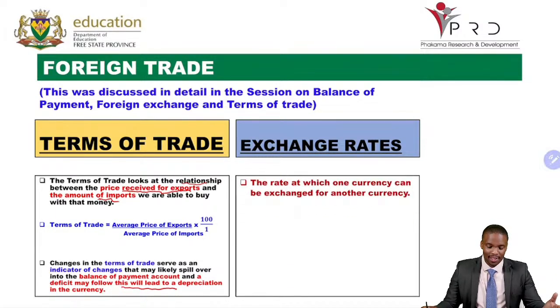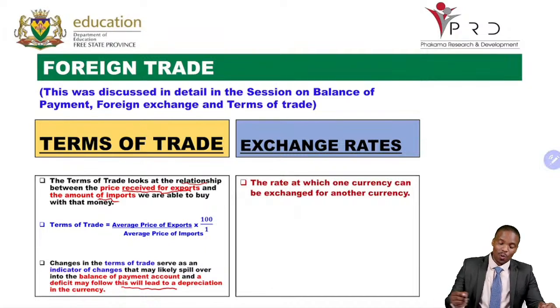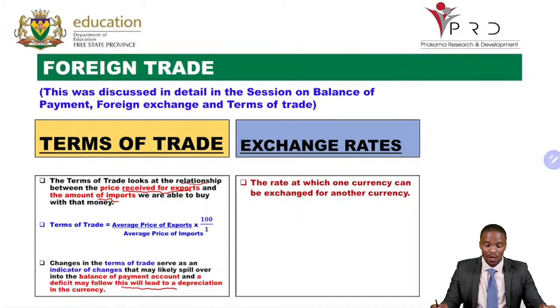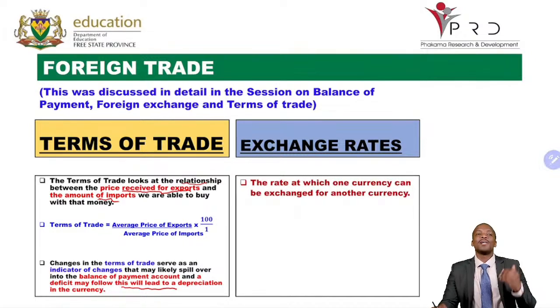Exchange rates. Here it is the rate at which one currency is exchanged for another. When we determine the exchange rate, we're going to be saying, today, how much is $1 to the rand. Okay.